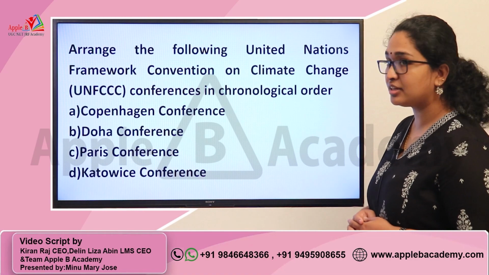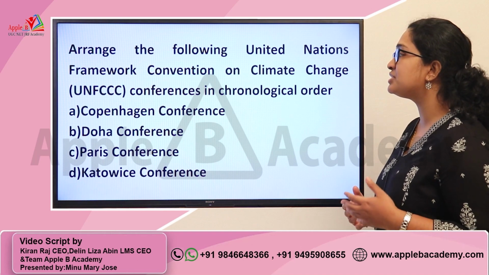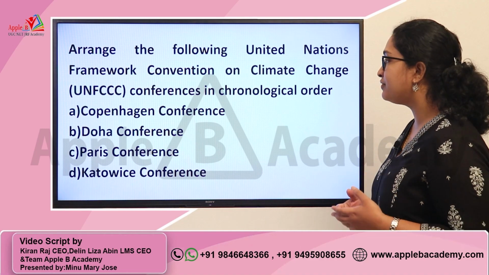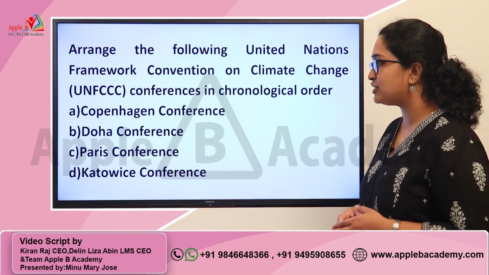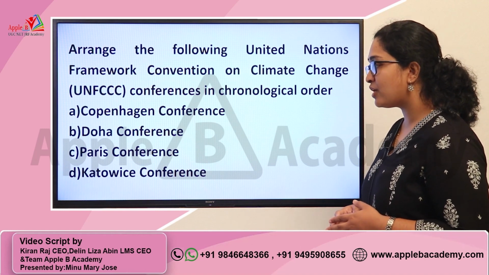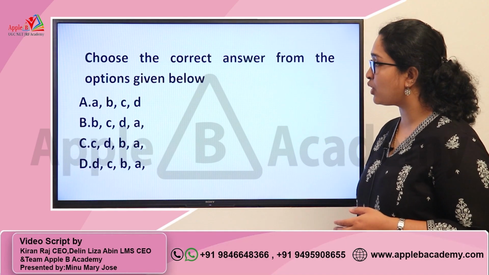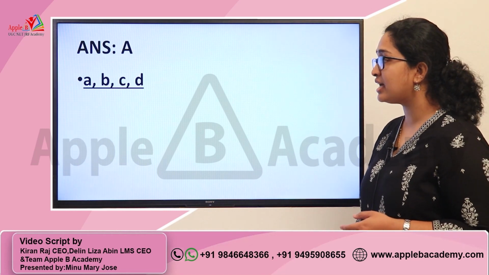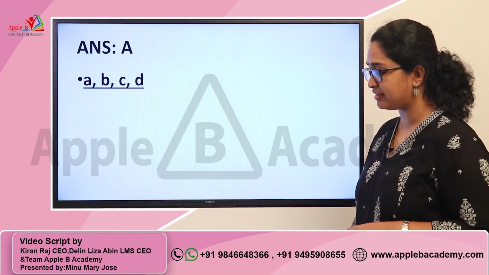Continuing, we have yet another question from environmental economics, that is, arrange the following United Nations Framework Convention on Climate Change, UNFCCC, conferences in chronological order of their happening. So, we have to arrange these conventions. We have the Copenhagen Conference, the Doha Conference, the Paris Conference, the Katowice Conference. So, from that we have to order it chronologically, and the correct order would be the one which is given in option A, that is A, B, C and D in the given order itself.